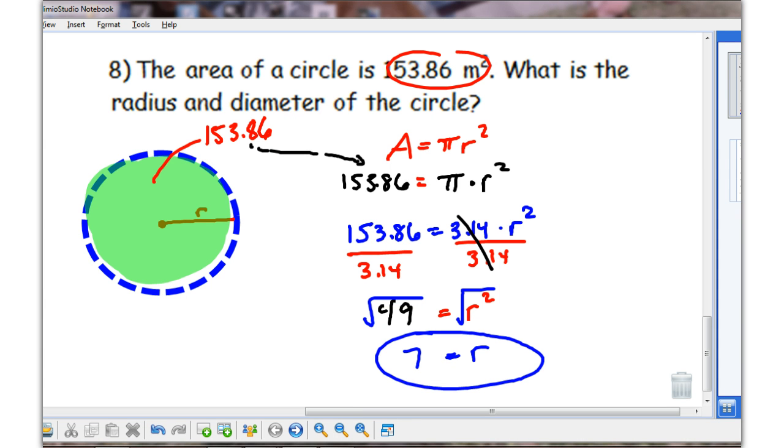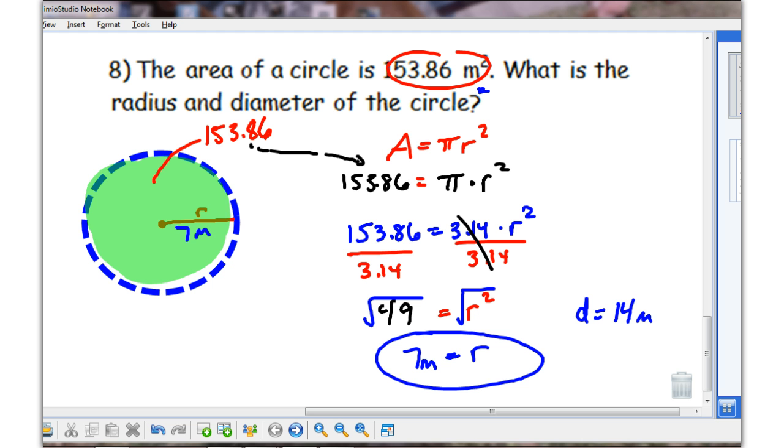And we need to make sure we go back and put the units in here. The radius is going to be 7. And since we're dealing with meters or square meters, this is going to be just meters, because it's just a linear distance. And it also asks for the diameter, so we got to double that to get 14 meters.